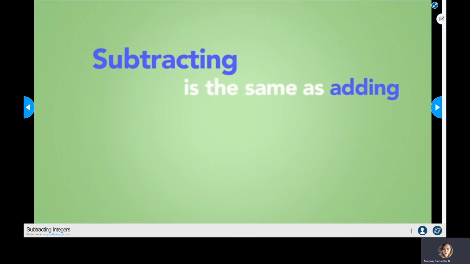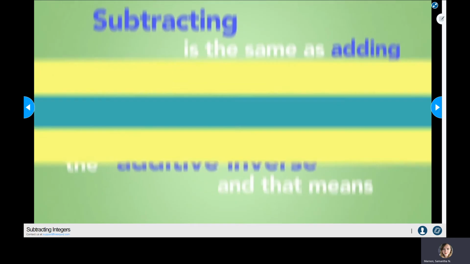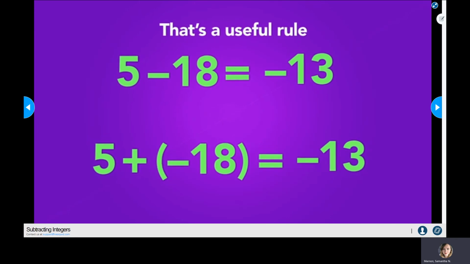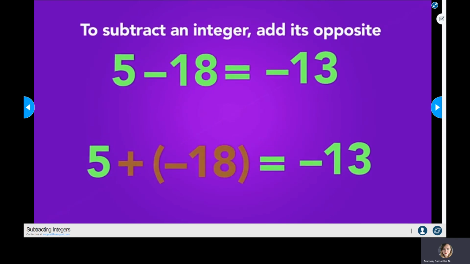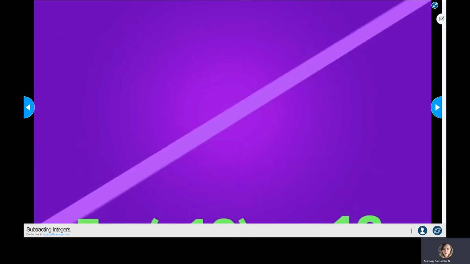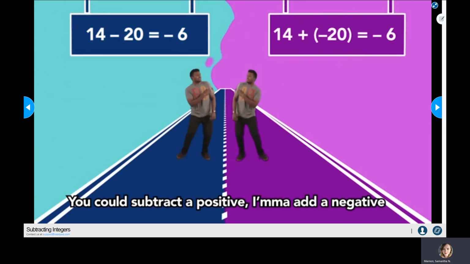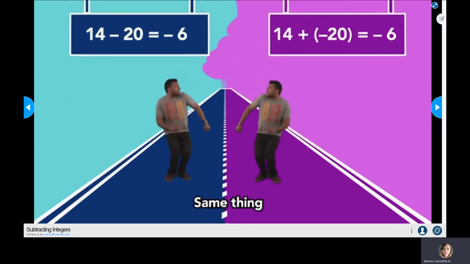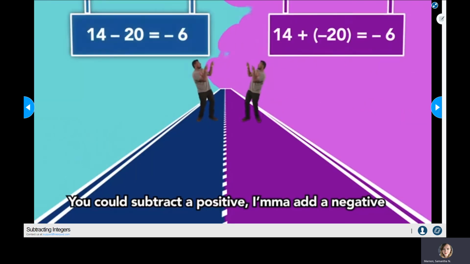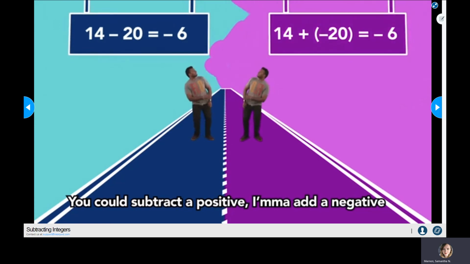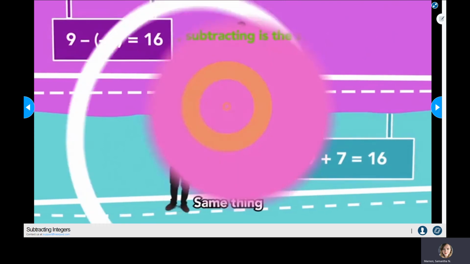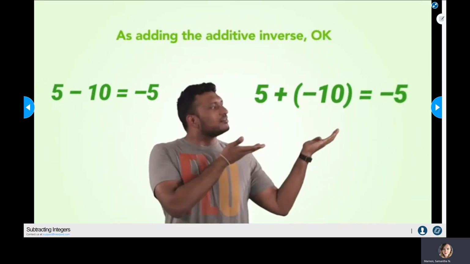Subtracting is the same as adding the additive inverse, and that means 5 minus 18 is the same thing. It's 5 plus -18, and that's a useful rule. To subtract an integer, add its opposite and you're cool. You can rewrite subtraction as addition, and there's nothing that you'll be missing. Listen. You can subtract a positive, I'ma add a negative. Same thing. You can subtract a negative, I'ma add a positive. Same thing. Okay, I got it. Subtracting is the same as adding the additive inverse.